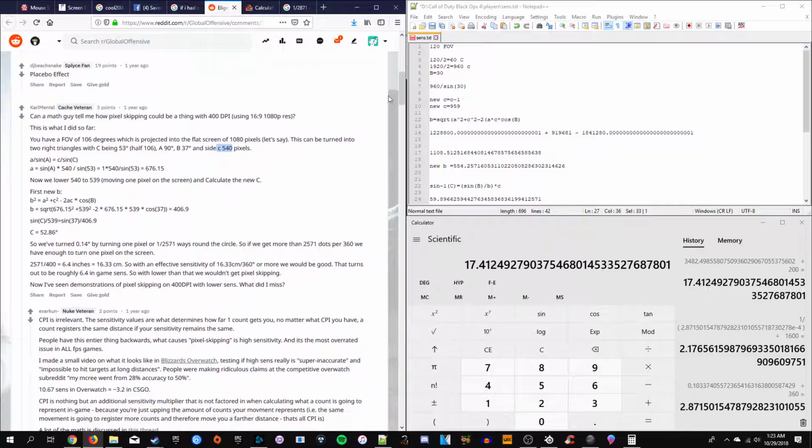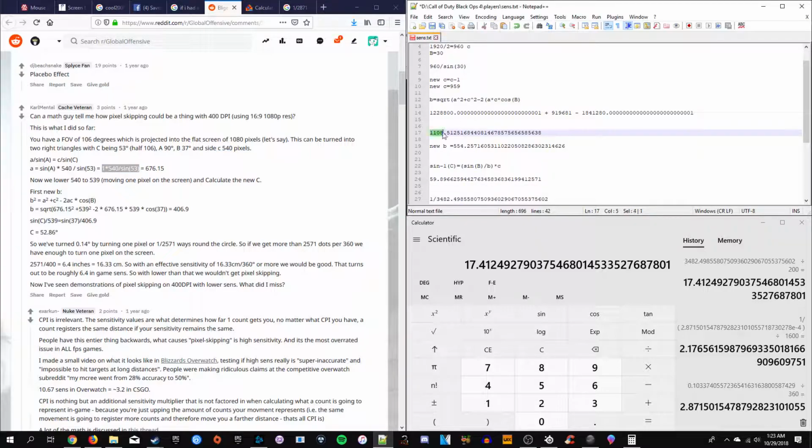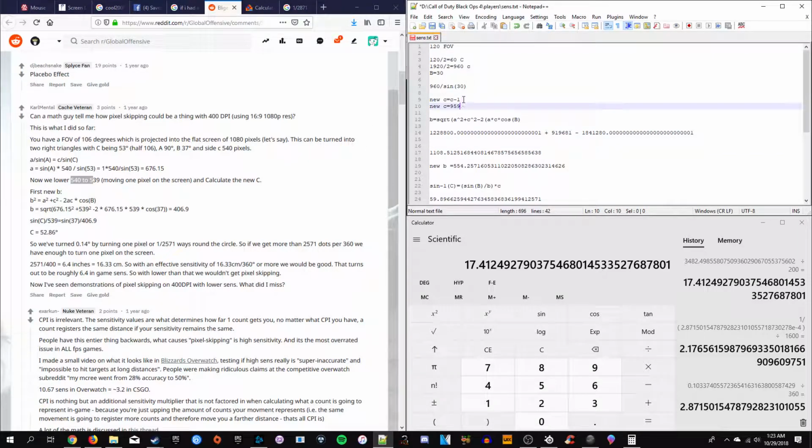So what you're going to have to do is side C over sine 30. It says so right here. And with that, I got 1108. And then with that, you have to lower 540. What he did is 530. So for me, it's going to be 959. The new C is going to be C minus 1.